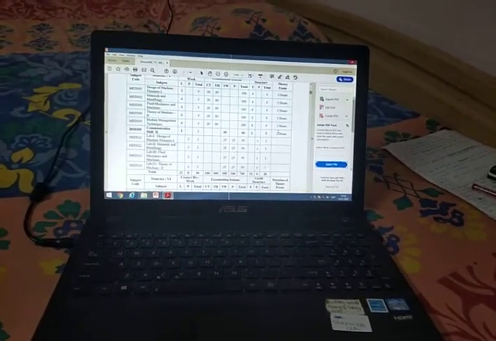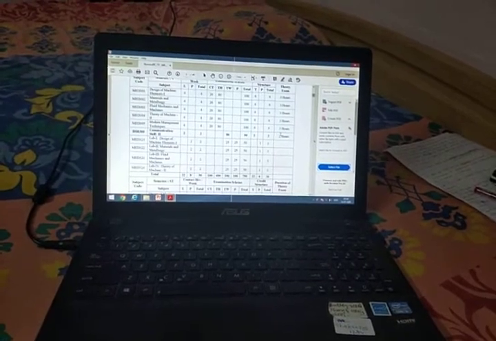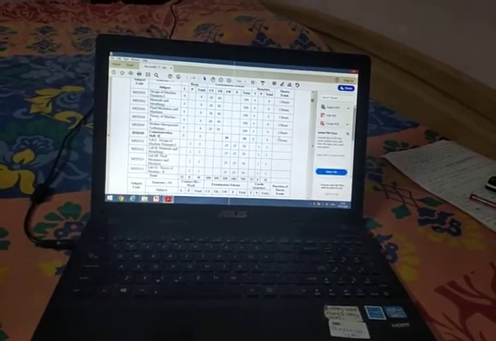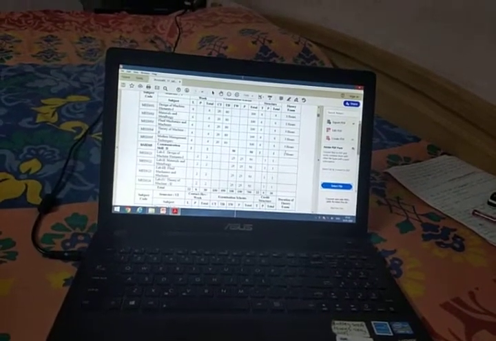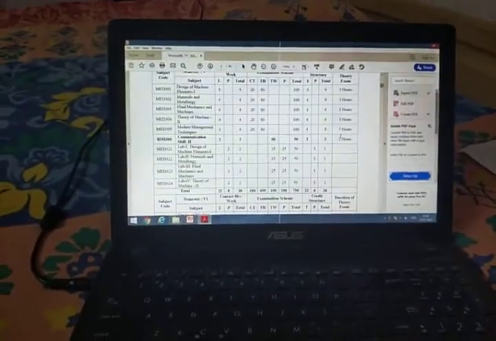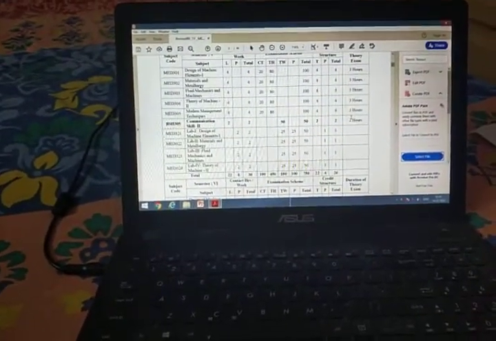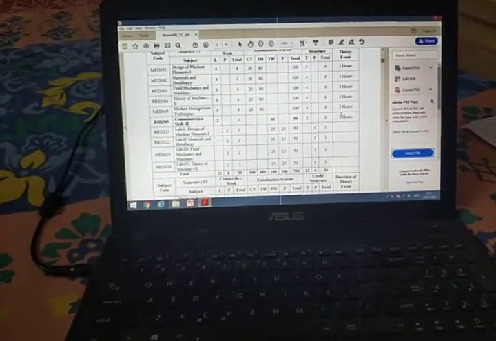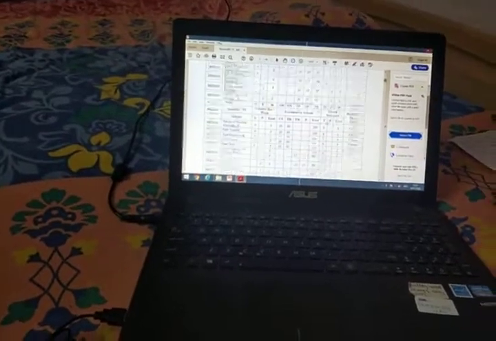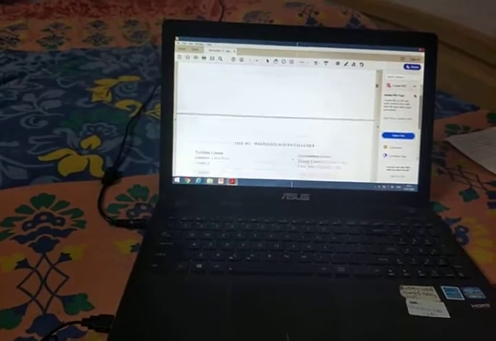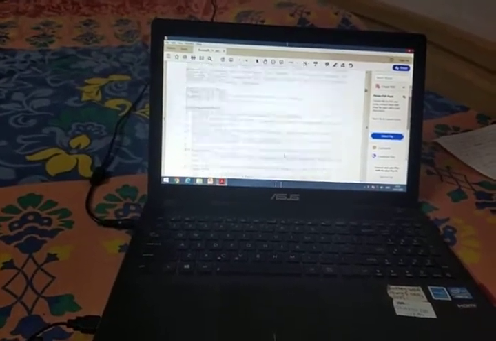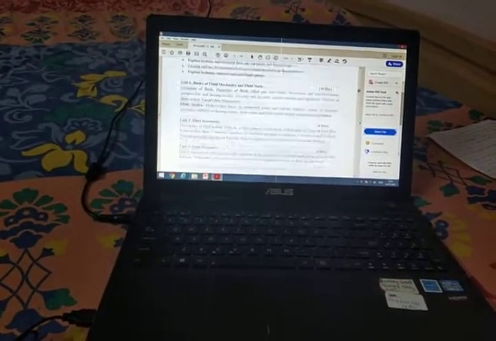But I will suggest some diagrams or block diagrams for different topics, so that with the help of those block diagrams, you can score maximum marks in that subject. In that subject, 6 units are there. What are those units? Just we will see.